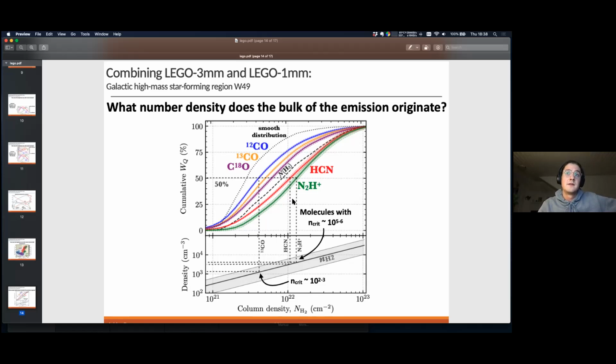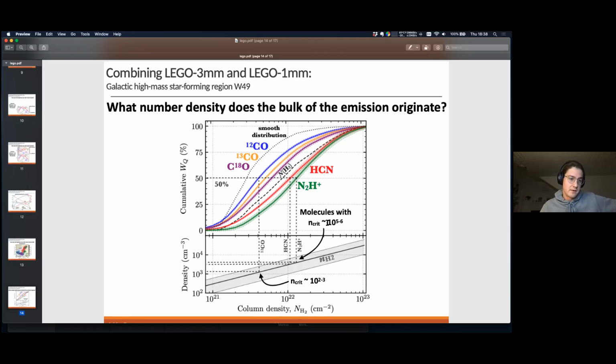But then going to something like HCN or HCO+, 50% of their emission is indeed at high column density, but that doesn't correspond to anything close to their critical density. In this very simple density analysis, we see that they're coming from around a few times 10 to the 3 to 10 to the 4-ish. That's not even close to their critical densities, which are around 10 to the 5, 10 to the 6, which was also highlighted in Orion, that this may be the case.